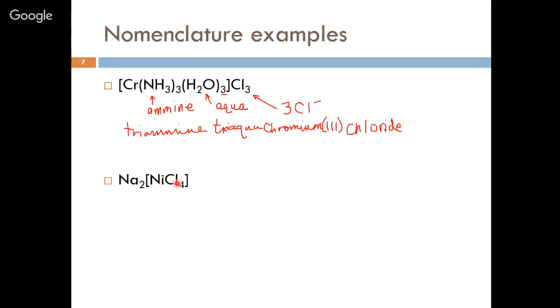The chlorides each contribute -1, so that's -4. And the sodiums contribute 1 each, so that's +2. So the nickel must be +2. So this is sodium tetrachloronickelate.